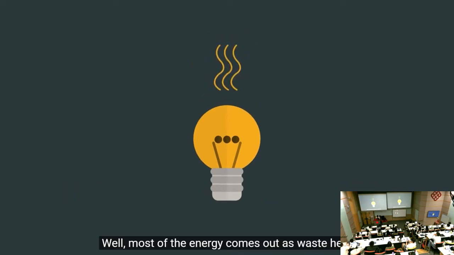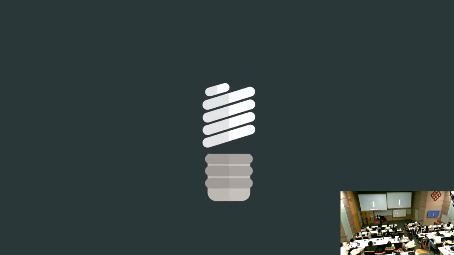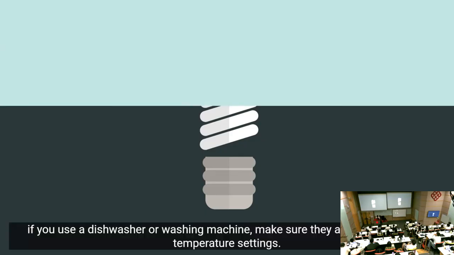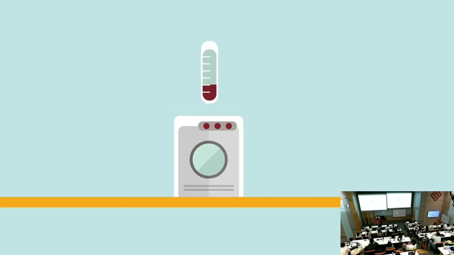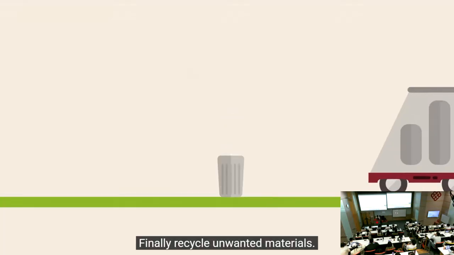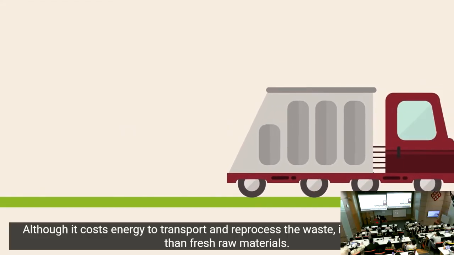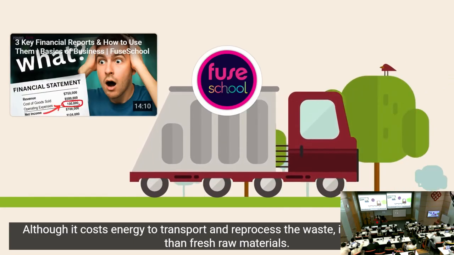Well, most of the energy comes out as waste heat, and less than 3% as light. So replace your filament light bulbs with new LED lights, which are nearly 100% efficient. If you use a dishwasher or washing machine, make sure they're full and on low temperature setting, and have a low water usage. Finally, recycle unwanted materials. Although it costs energy to transport and reprocess the waste, it uses less energy than starting with fresh raw materials.